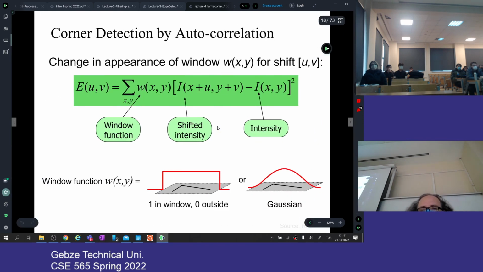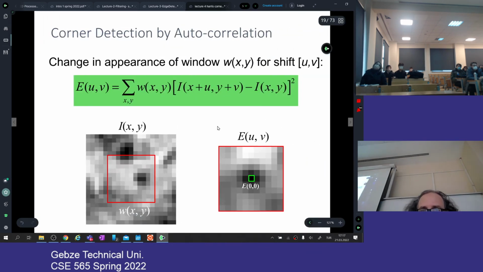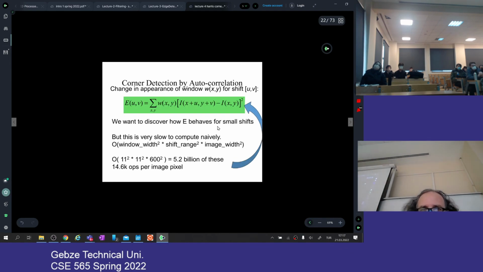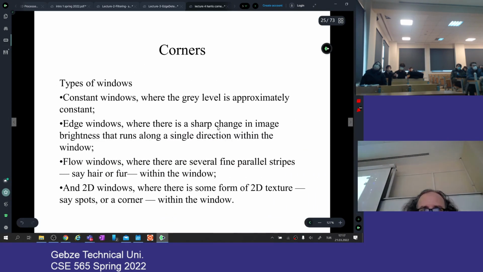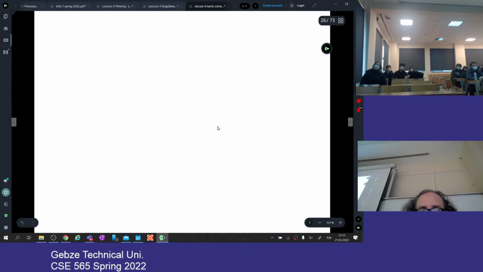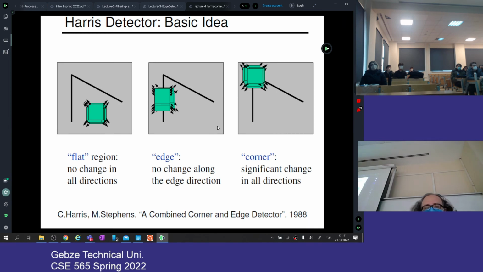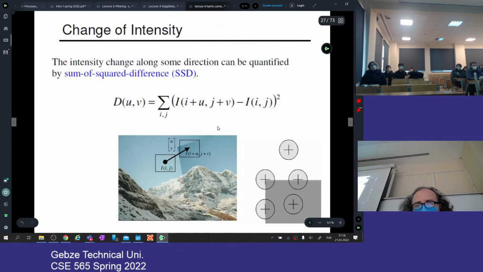That's the basic idea. Since I don't have much time, maybe I'll just give you the basic idea. These other parts are nice, but I will skip them and come to them later. Let me show you this. Like this one: move it around, nothing changes. Move it around only in one direction, nothing changes. Move it around, whatever you do, everything changes. That's called the corner. Okay? So that's what we are going to do.